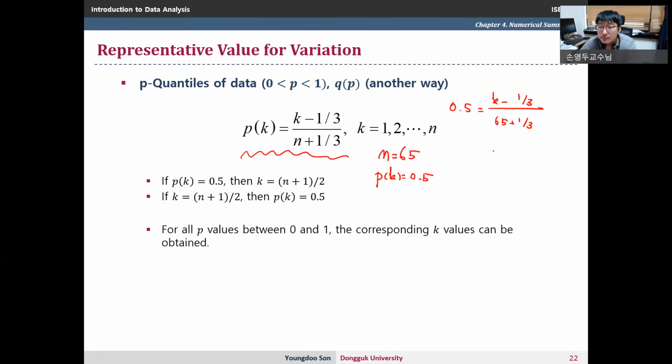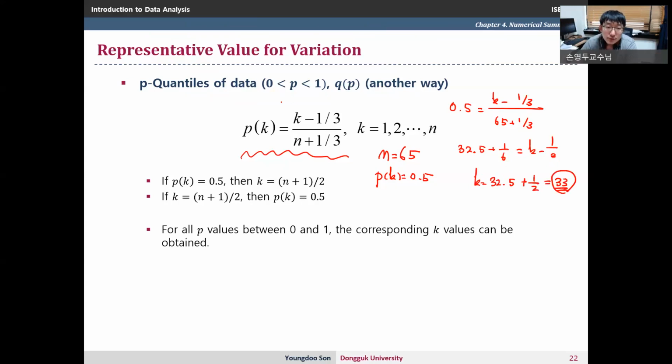So if we solve this equation, 32.5 plus 1/6 equals k minus 1/3. So k equals 32.5, and 1/6 plus 1/3 is 1/2. So this is the 33. We get the depth of the median like this.